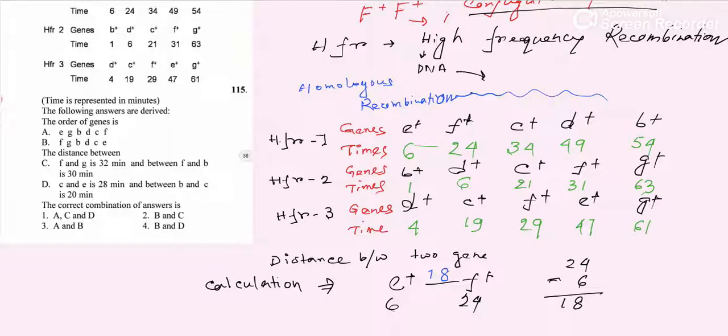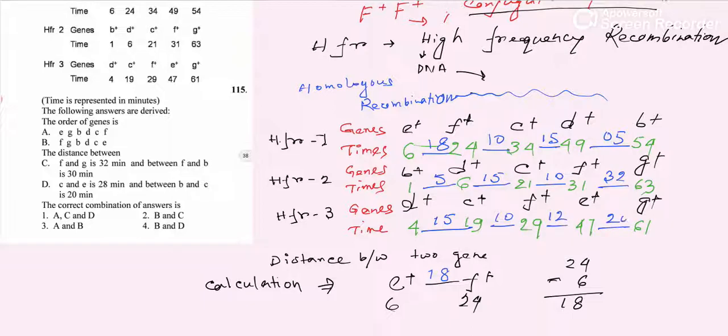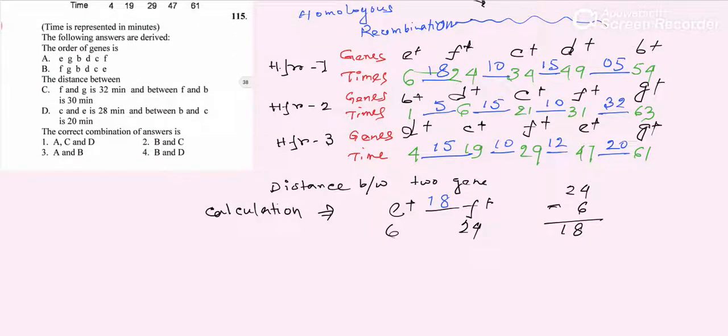So in such a way you can calculate every distance between them, like here is 18, here is 10, here is 15, here is 5. The similar way you can find 5, 15, 10 and 32. The similar way in the HFR strain third, 15, 10, 12 and 20. So in such a way you can easily calculate the distance.